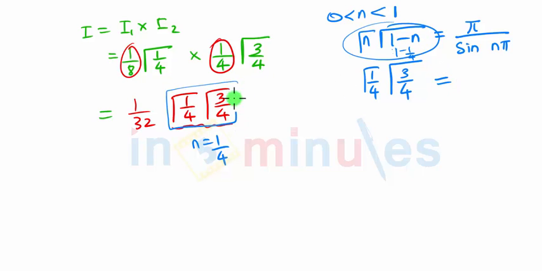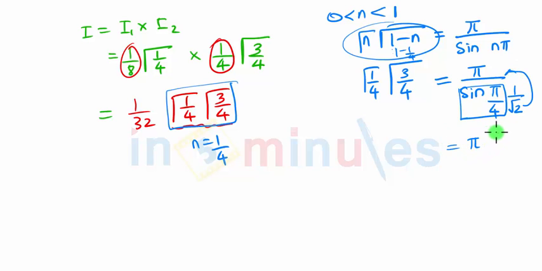So these two terms can be represented as pi upon sine of n, where n is 1 by 4, so sine of pi by 4. And what is sine of pi by 4? Sine of pi by 4 is 1 upon root 2. This root 2 will go in the numerator, it will become pi root 2. So this term is nothing but pi root 2, and in the denominator we have 32.